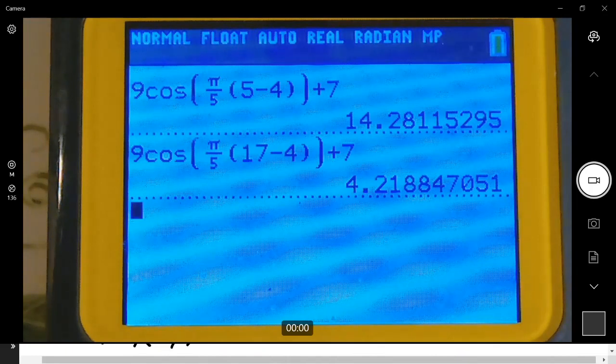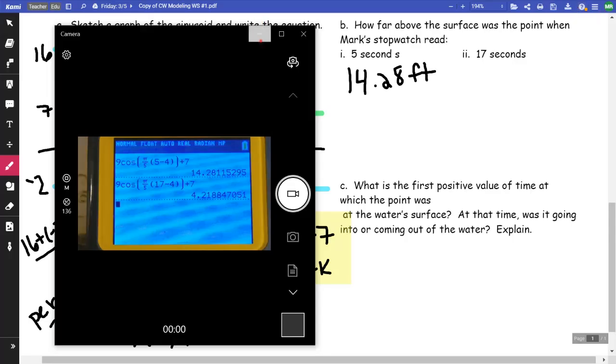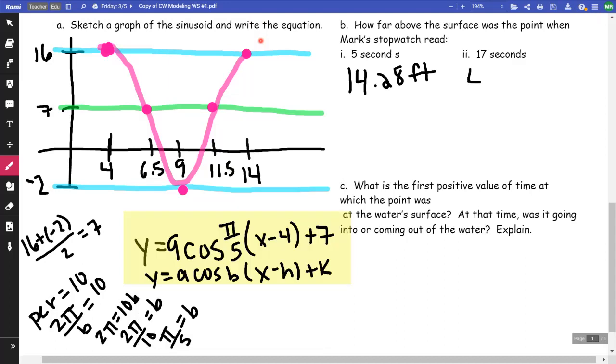that's at 4.22 okay, feet. So 4.22 feet. Okay. And let's just kind of see here at the 5 seconds. So 4 up at 16, 6.5 up at 7, and 5, which is closer to 4 than 6.5. So it should be closer to 16 than 7. That makes sense. Okay, that makes sense for that.